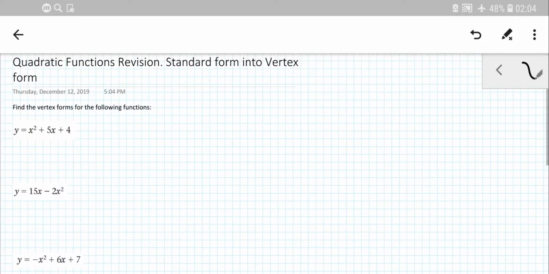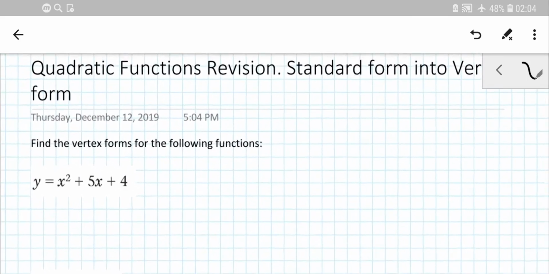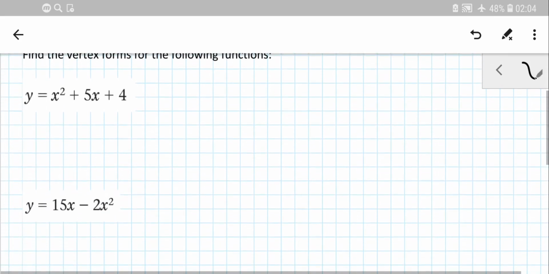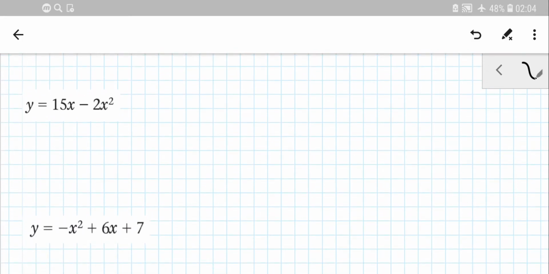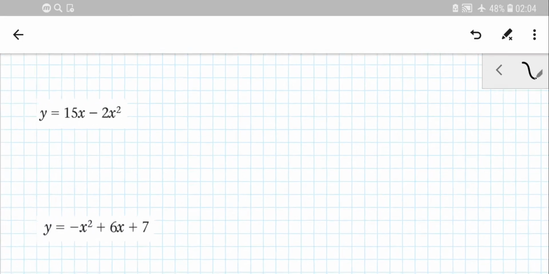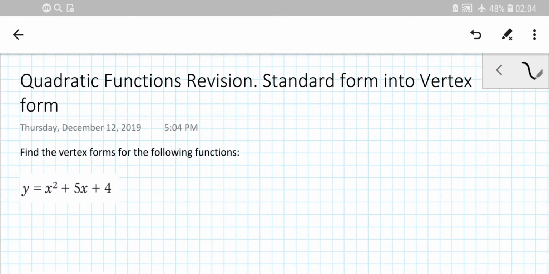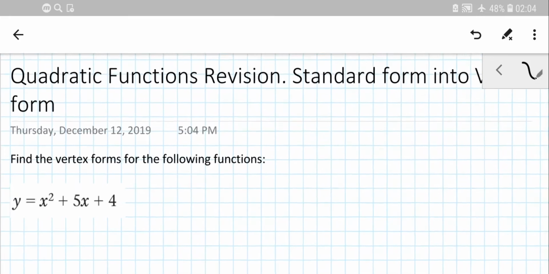Actually, you can take a print screen, pause the video, and try to go by yourself. You need to find the vertex form for the following functions. Alright, so I'm zooming in. So, vertex form for the following functions. Okay, and if you've done that, we're just going to go to revise.